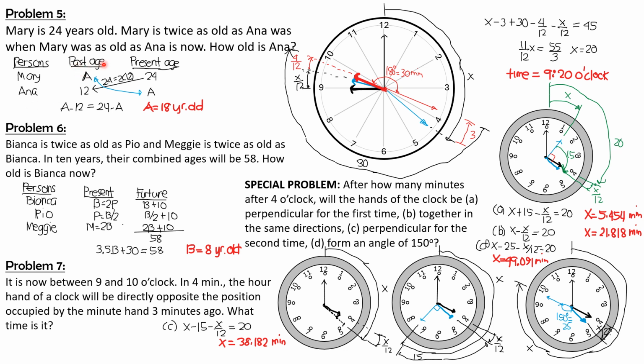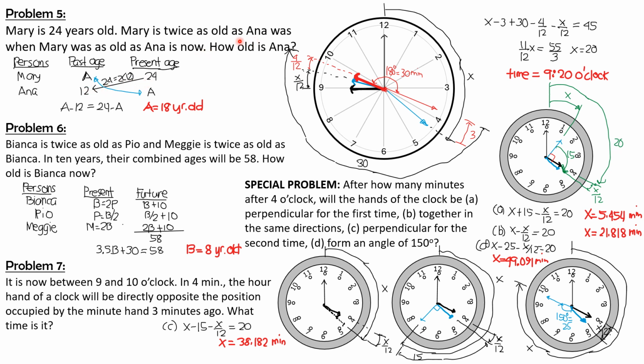Then the past age, because it refers to past ages here, and the present age. For the present age, Mary is 24 years old, and Anna we do not know, so call that A. From this second sentence, Mary is twice as old as Anna was, so that means Anna should be 12 years old, because 24 equals 2 times something, so that something should be 12. So 24 equals 2 times 12.